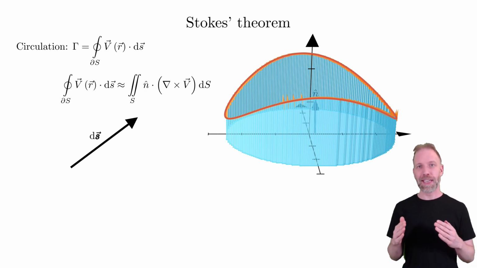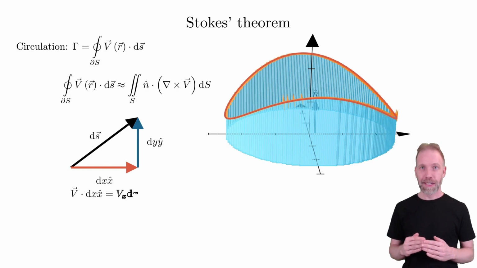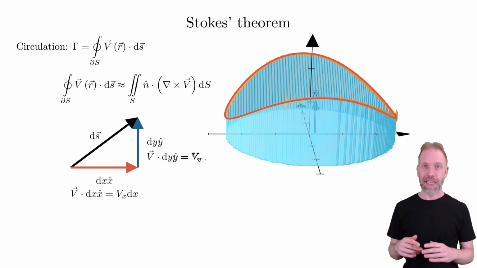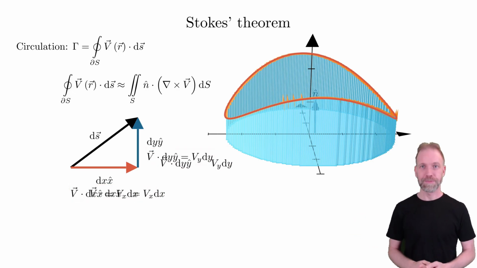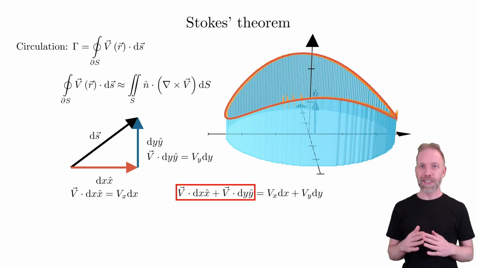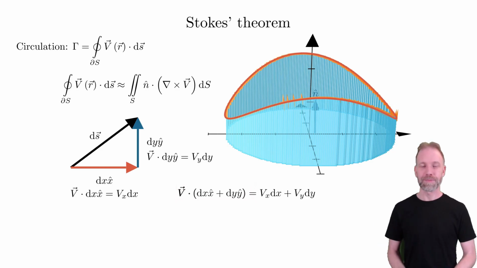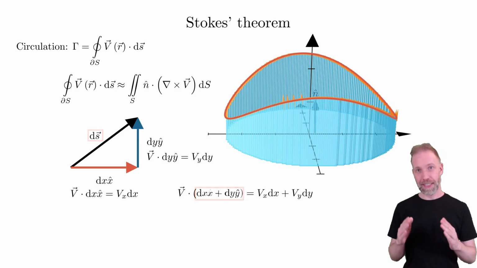However, if we look at the line element ds, which in 2D consists of one step in x and one step in y, we can see that if we first integrate along x, the integral is approximately v dot dx x hat, or vx dx. If we integrate along the y direction, we get the contribution vy dy. This means that combined, these two give the following. However, we can write this as v dot dx x hat plus dy y hat.